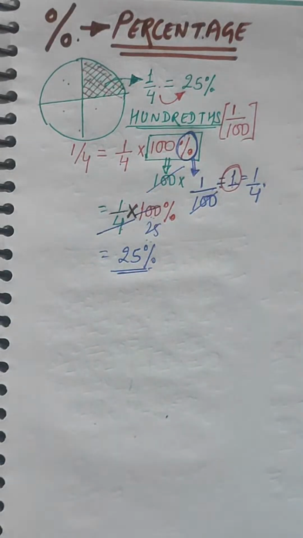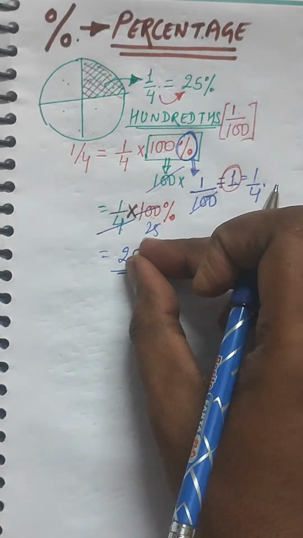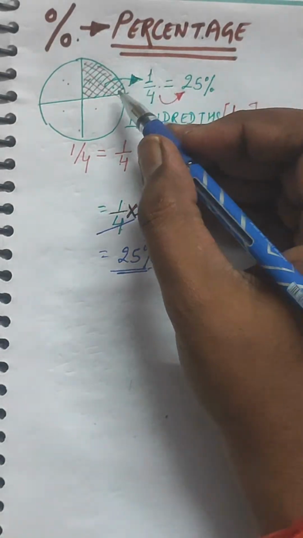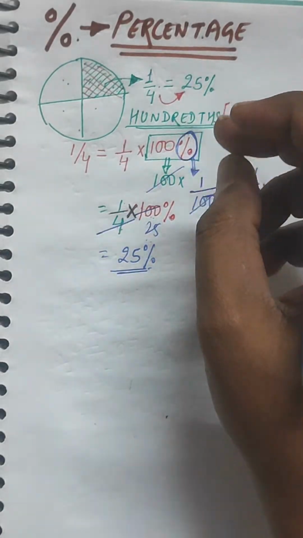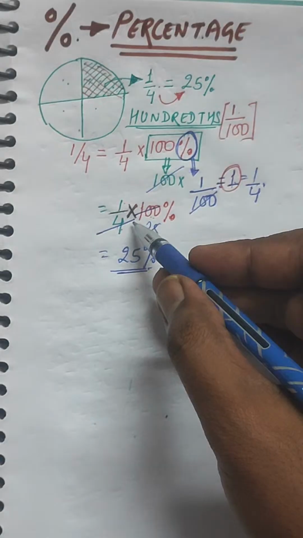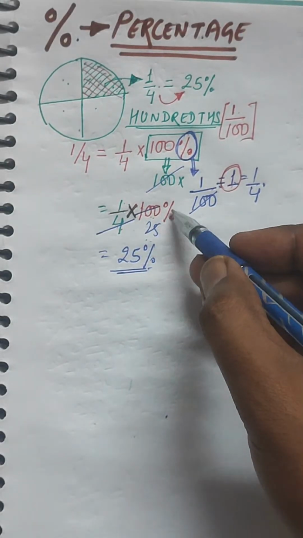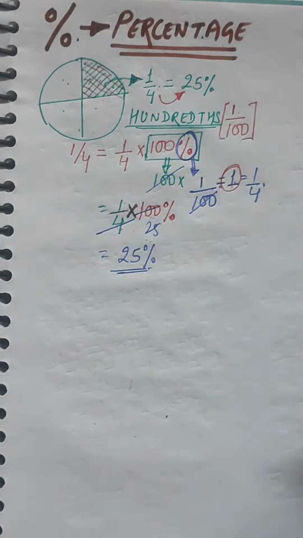How this calculation is done, I hope you understand. This is a simple calculation for any number which needs to be converted into percentage. Just multiply it with 100 and bring in this sign. This is the sign of percentage. Now quickly taking a few questions.